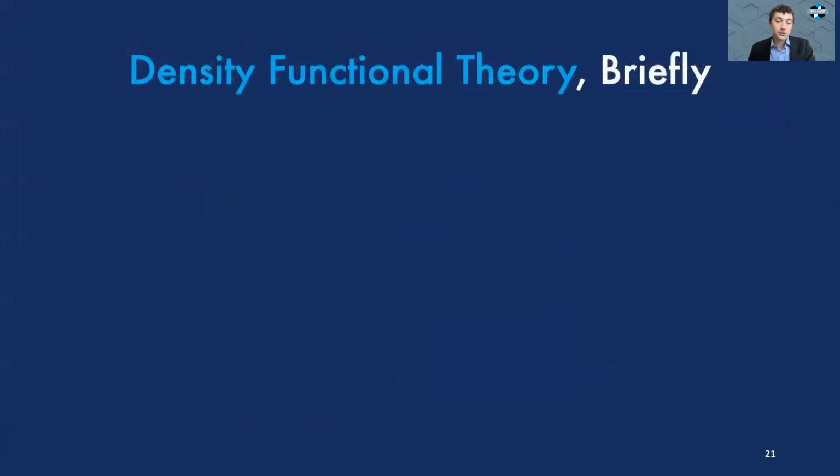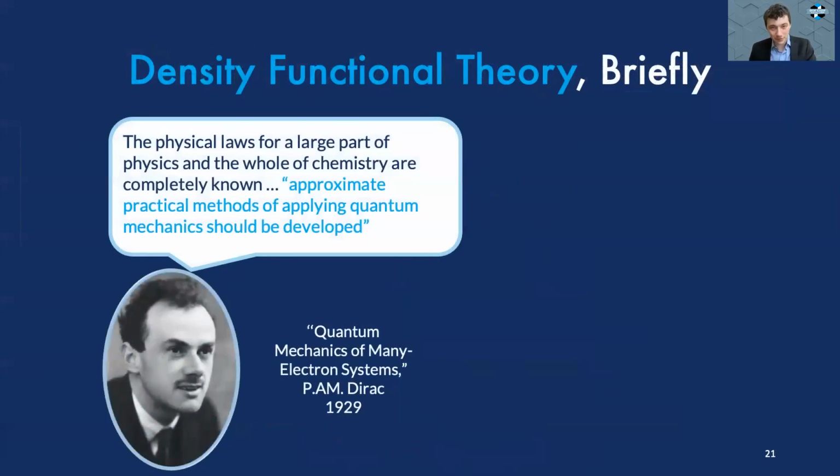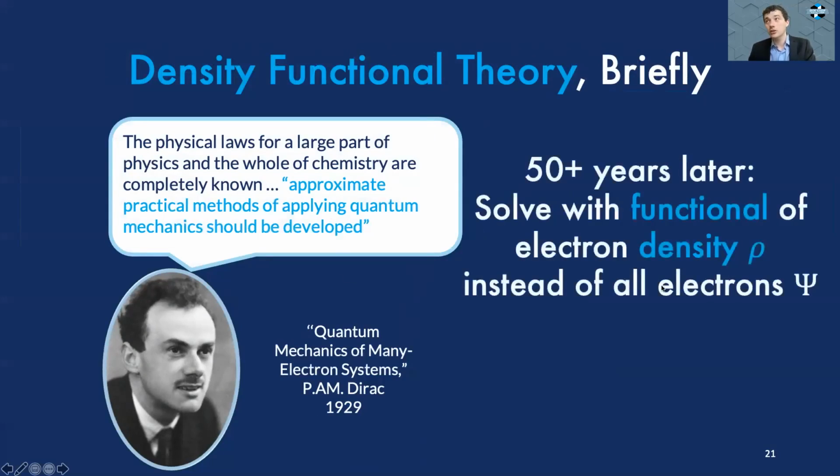Basically, this work uses density functional theory to characterize the behavior of materials. And for those of you who aren't solid state physicists, the basic idea is that this realizes Paul Dirac's dream of finding approximate practical methods of applying quantum mechanics. And it took about 50 years from when he said this, but the idea is that you instead solve the Schrodinger equation using a functional of electron density rho instead of using all the electrons psi.